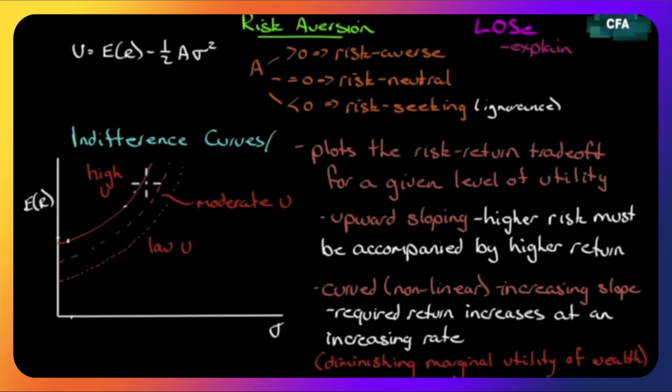It's upward sloping, as I've just said. Higher risk must be accompanied by higher return. It's curved, non-linear, which means increasing slope. Required return increases at an increasing rate.